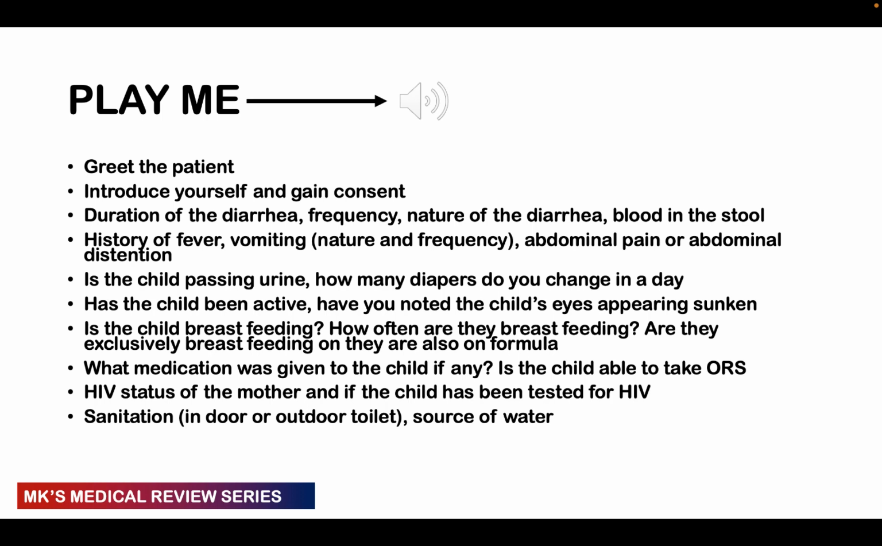Okay, and have you noticed any fevers in this child? Yeah. When did the fever start? The same period the diarrhea started. Okay, and how would you describe the diarrhea as?